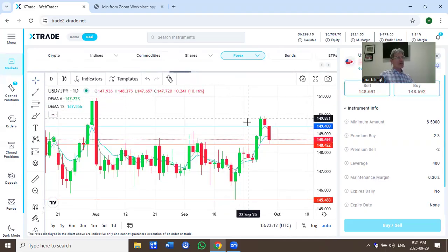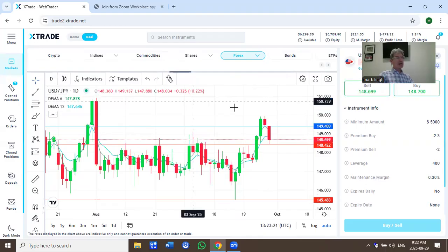There you see the red candlestick, just like Friday, continuation of dollar weakness. Red candlestick that's selling US, buying yen. Resistance 149.40. I've got support at 148.40. So that's a 100 pip move already.